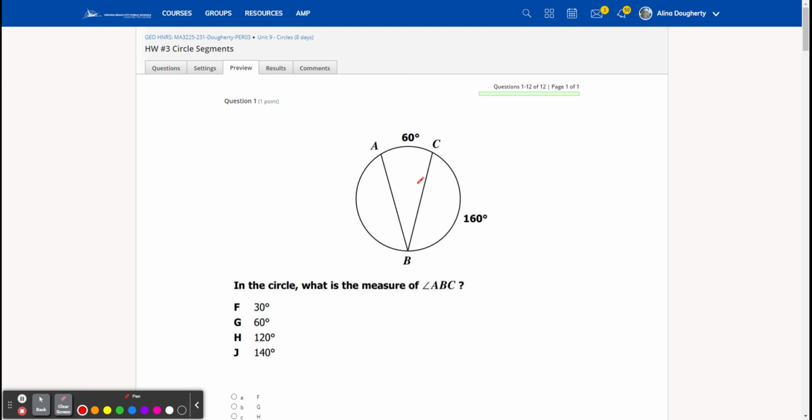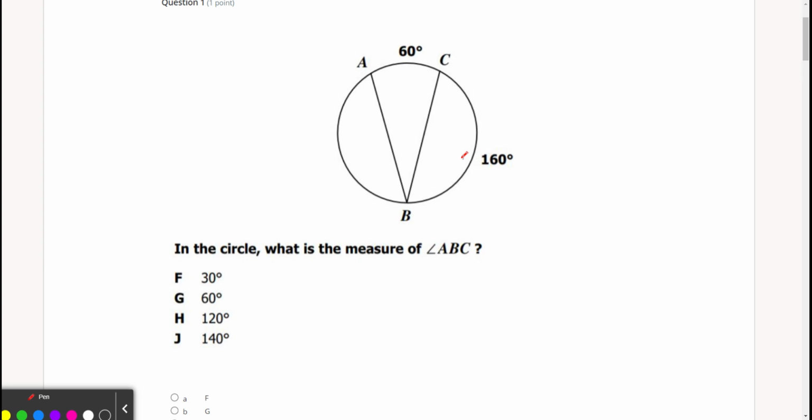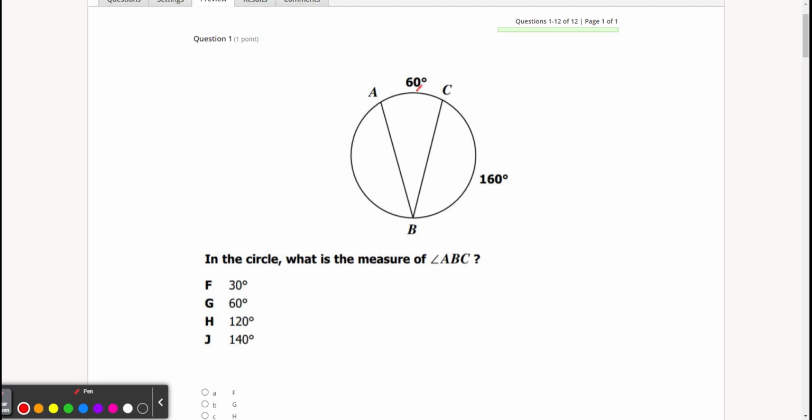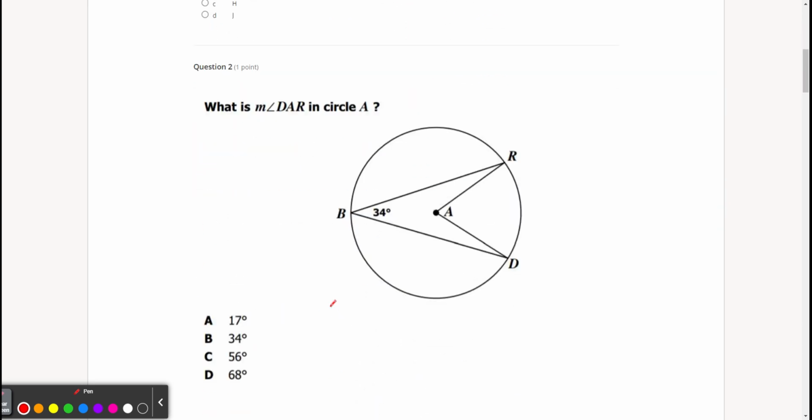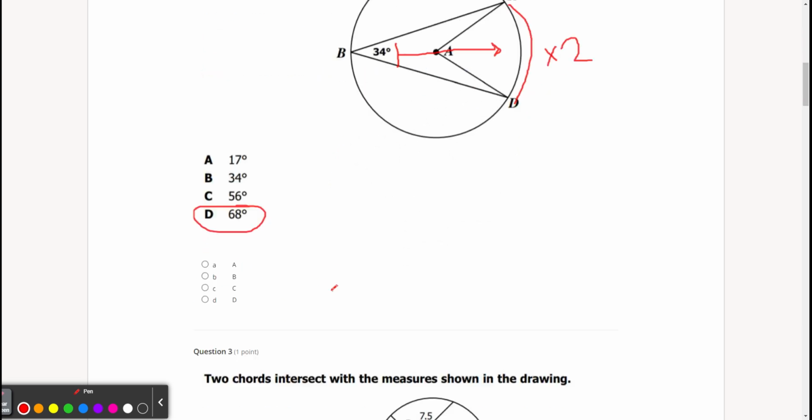Extra credit, but if you didn't do it or don't understand how to do it, that's perfectly okay because it's a bonus. If I start at the arc and I go to the angle, what do I have to do? Divide by 2. So if I divide by 2, I get 30. Okay. If I start at the angle and I go out to the arc, what do I have to do? Multiply by 2. Absolutely.